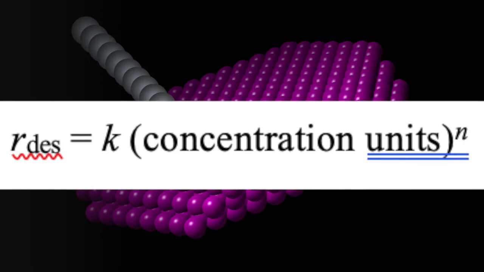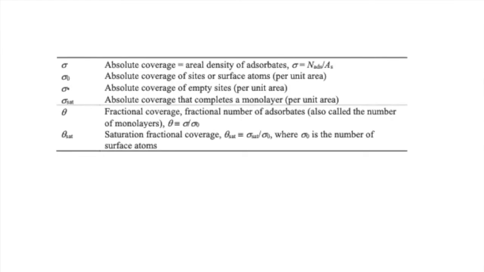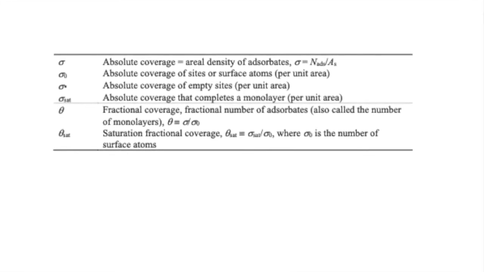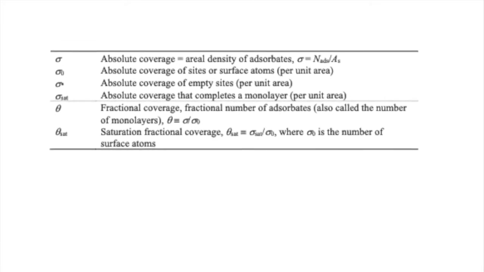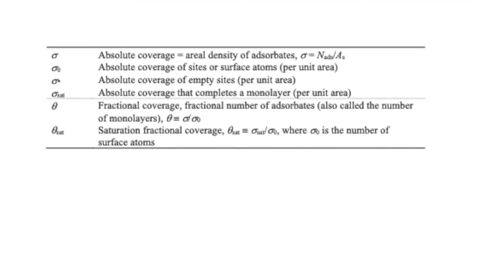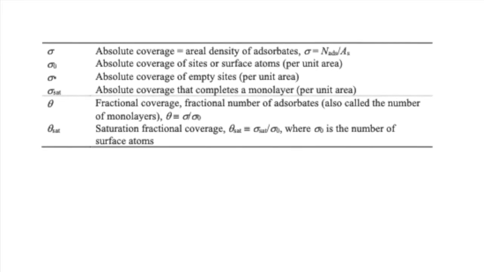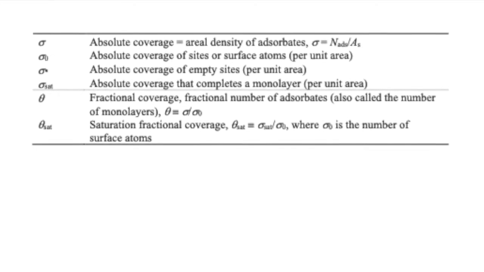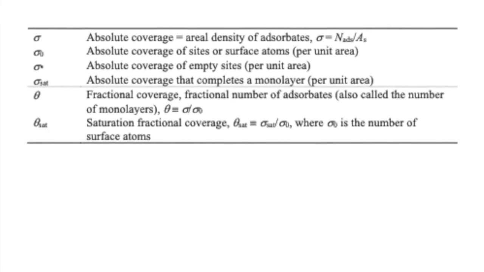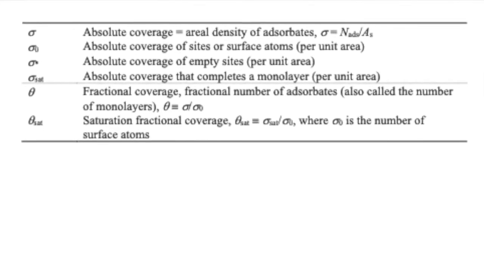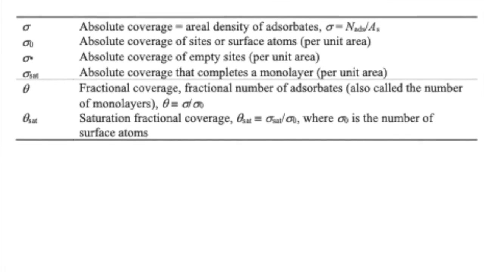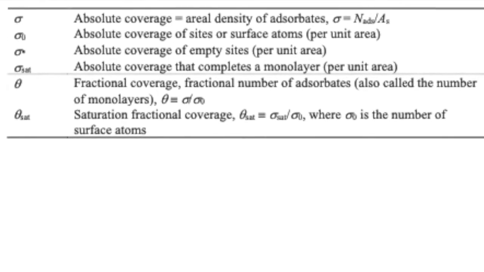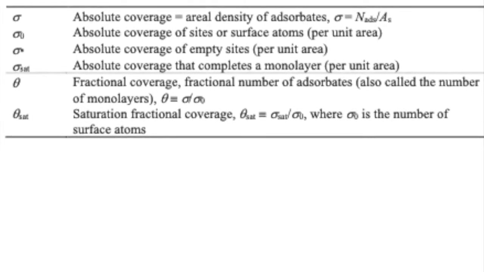But what are the concentration units? In surface reactions, we need to keep track of both full and empty sites, and we do so in terms of coverage. Coverage is defined as either the absolute coverage, sigma, which is the number of sites or adsorbates per unit area, or fractional coverage, theta, which is the number of sites or adsorbates divided by sigma naught.